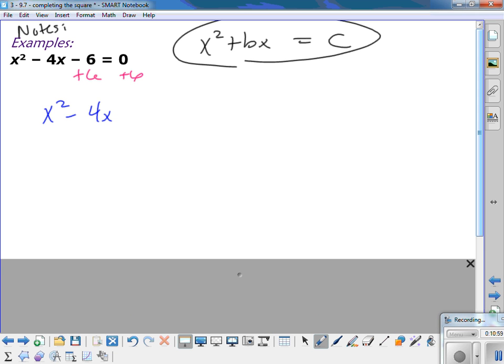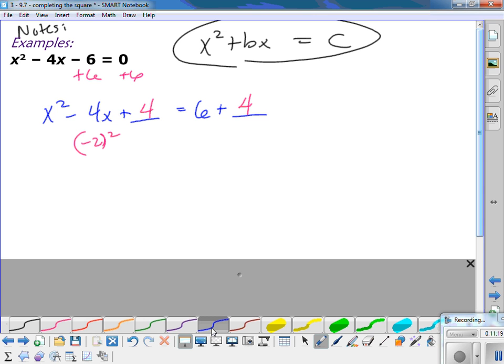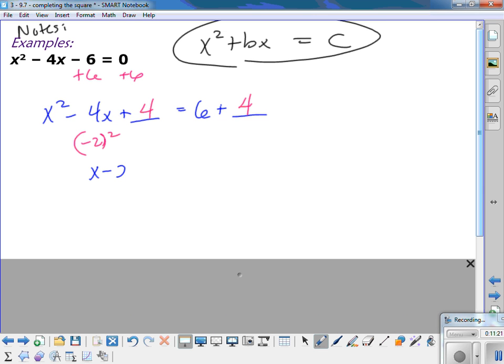So now I've got x squared minus 4x, and I'm going to leave myself a little space, and that equals 6 plus whatever it takes to complete the square. So what's half of negative 4? Negative 2, and then I square it, and I get a positive 4. So I'm going to add 4 to both sides. So now I have x minus 2 squared equals 10. And I take the square root of both sides.